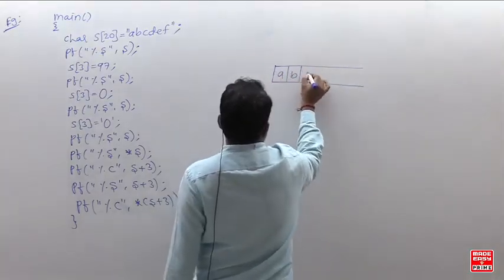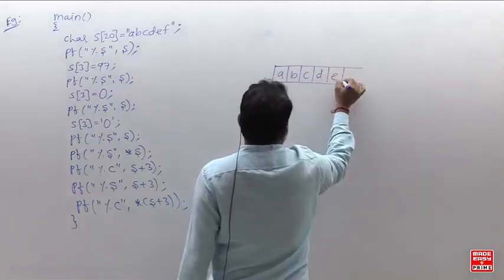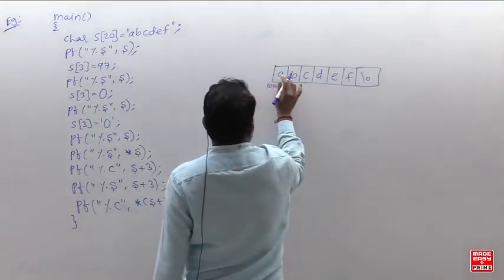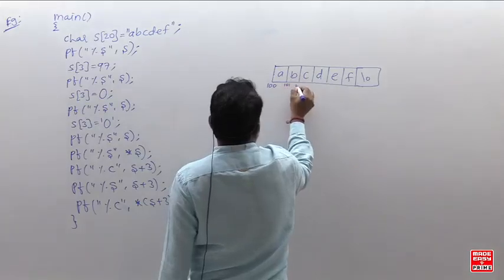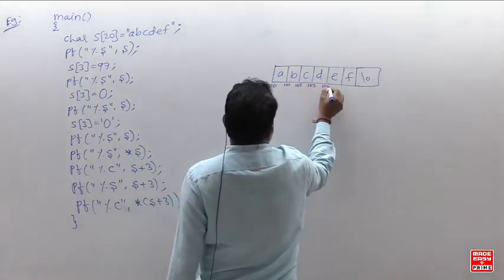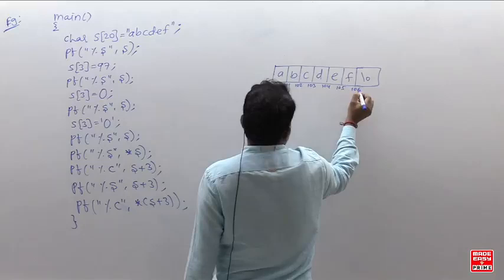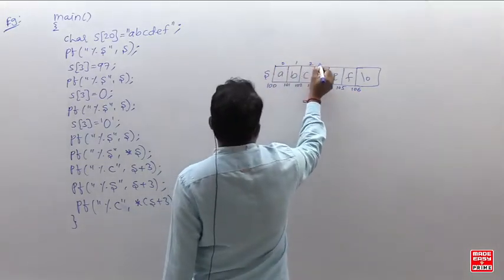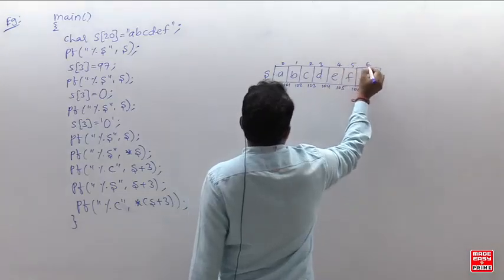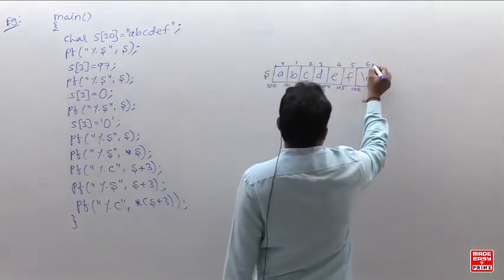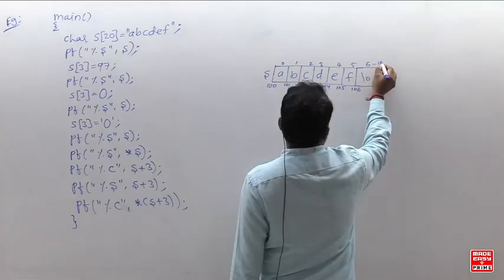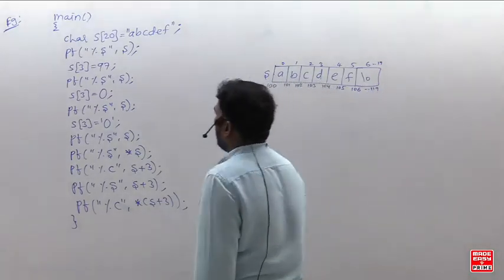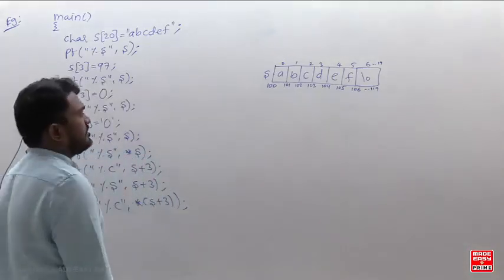So you are having A, B, C, D, E, F, and the null character. The base address is 100, 101, 102, 103, 104, 105, 106. So this is S of 0, S of 1, 2, 3, 4, 5, 6. Like this you will have till 119. Fine. Copied all of you?